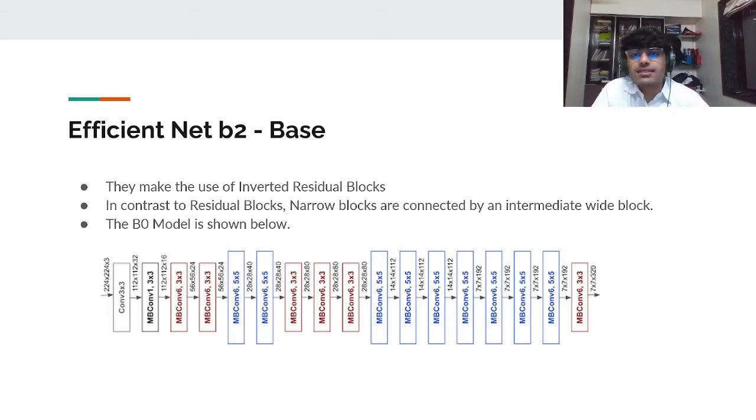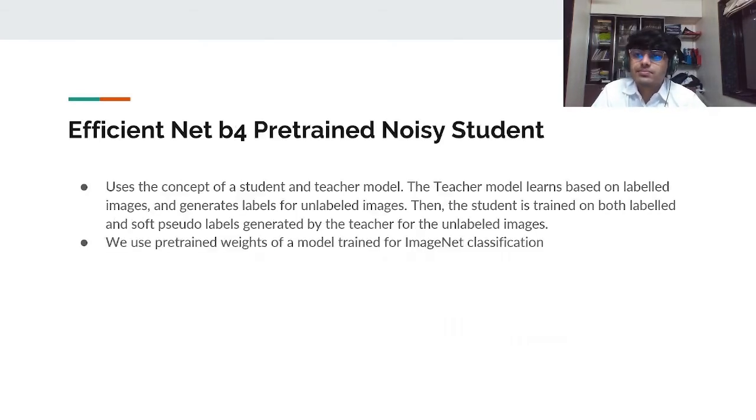EfficientNets use inverted residual blocks where narrow blocks are connected by an intermediate wide block, in contrast to ResNet, where you have a convolution block of one by one, so that you have wider blocks which are connected by narrow blocks. And the B0 is shown below, which was scaled up by compound scaling in order to obtain B2. Compound scaling is just a way to uniformly scale the depth, width, and resolution at the same time.